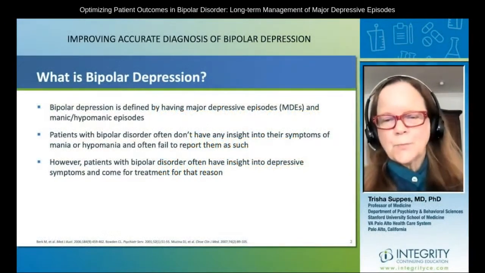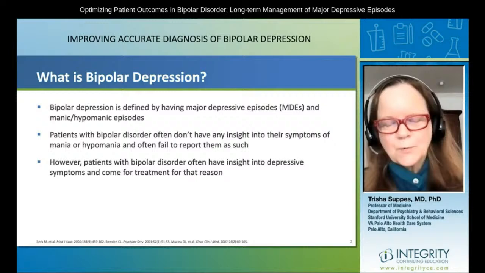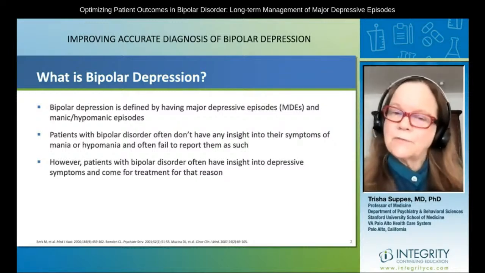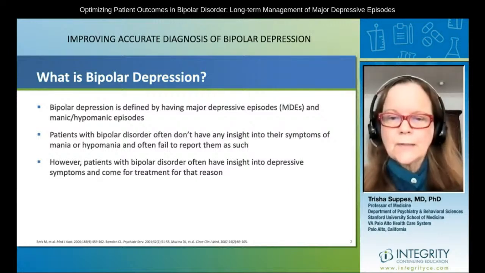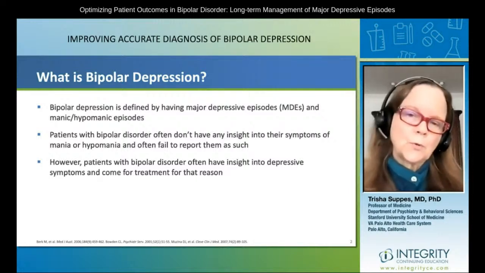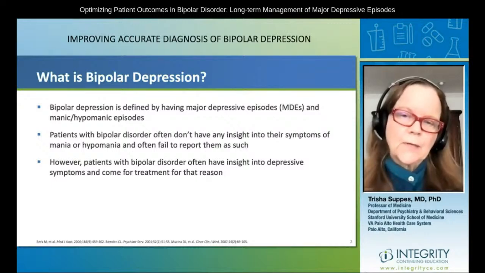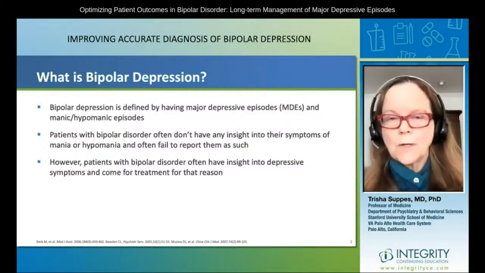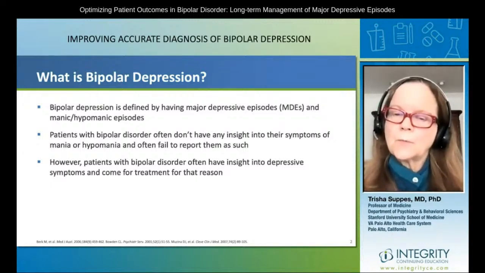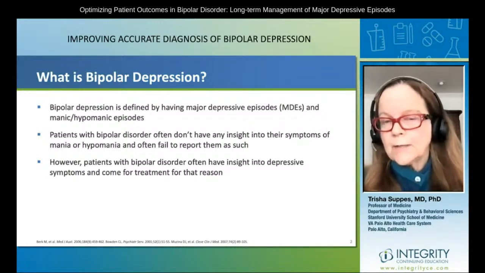What is bipolar depression? As most people know, bipolar depression was defined by at least one major depressive episode. Frequently, bipolar 1 disorder, for example, has a history of both mania, hypomania, and major depression. In fact, to make a diagnosis of bipolar 1, you don't need any history of depression. And yet, that is often the most common mood state, as we'll see in a few minutes. Bipolar 2, you need to experience a hypomanic episode and depression.